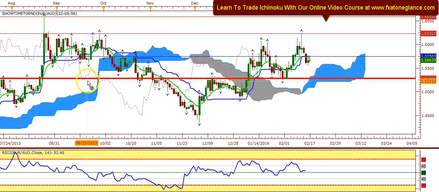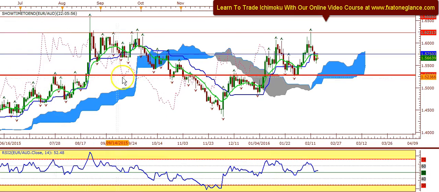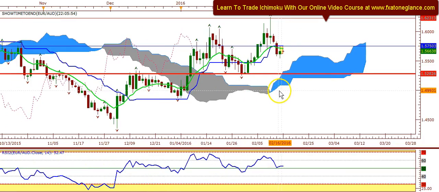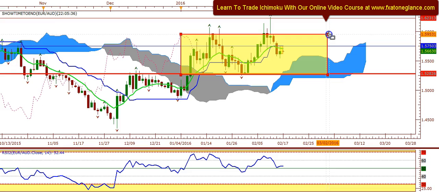Alright, so look at this level right here where the red line is. It's a strong support here. I mean strong resistance here. Support, then resistance, resistance, and then now support. And currently the market is doing what? It's sideways. It's trading in pretty much a range.